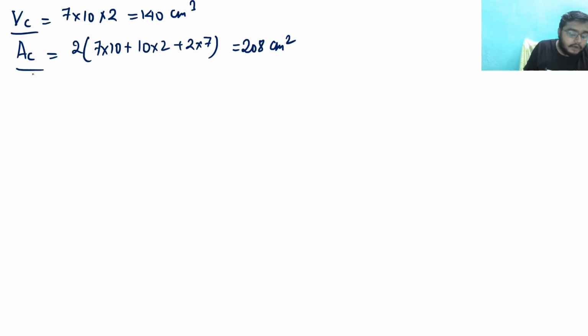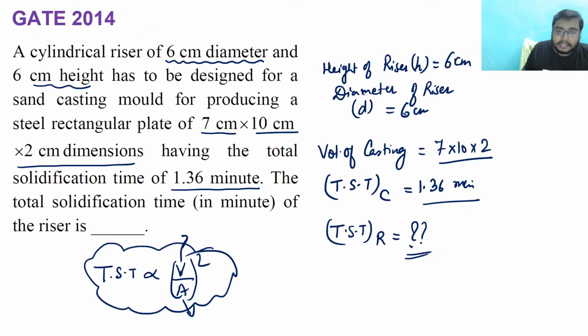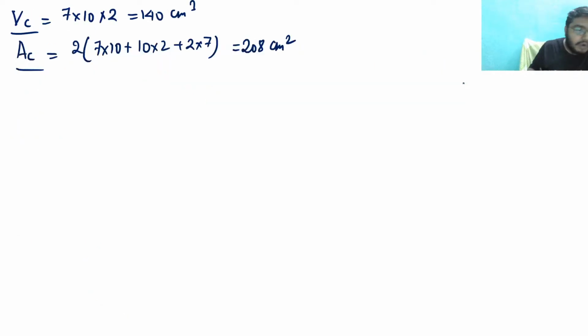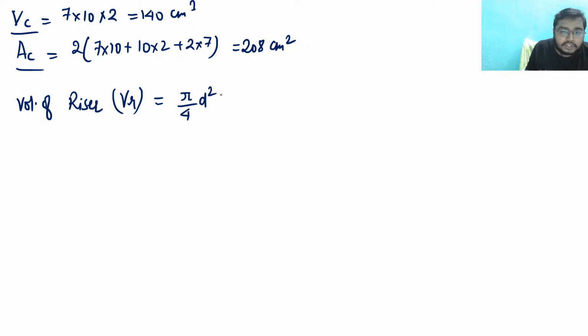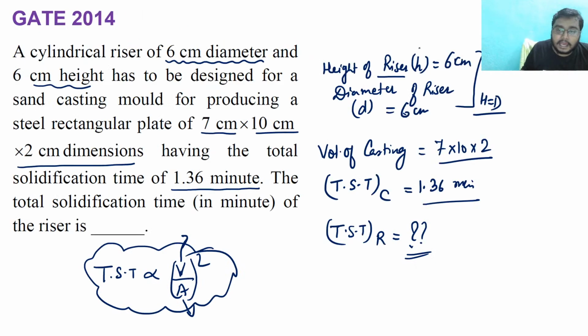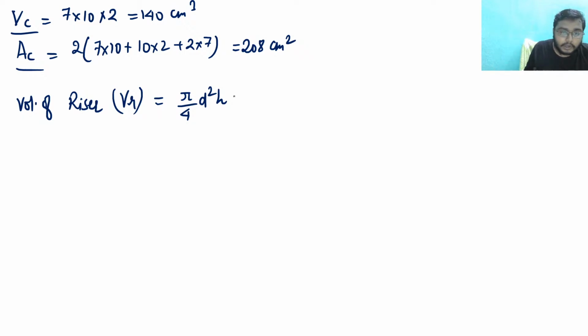So volume of casting and area of casting are known to us. Now see here, the height of the riser is given and the diameter of the riser is given. So both are the same. H is equal to D. Both are given. Now I know what would be my volume of riser. Let this volume of riser be VR, right? So this would be pi by 4 D square into H. Since H is equal to D, that is both are equal to 6, can I say pi by 4, 6 square into 6? So this would be 54 pi. This would be my volume of riser. Clear?